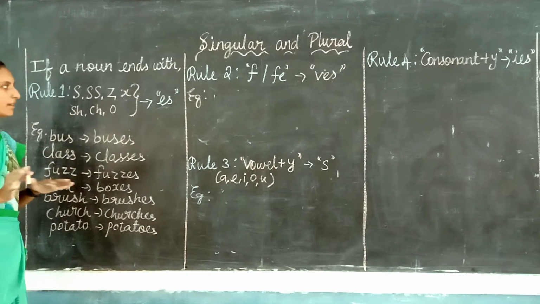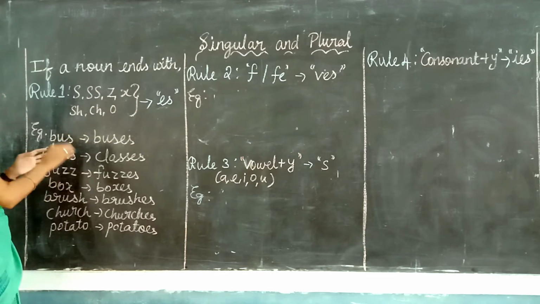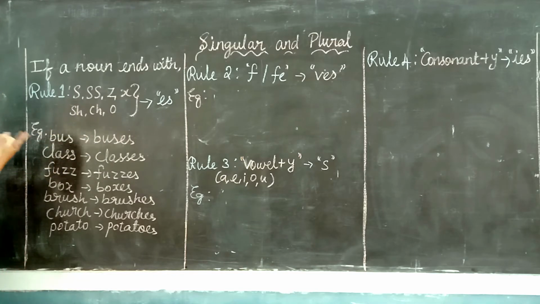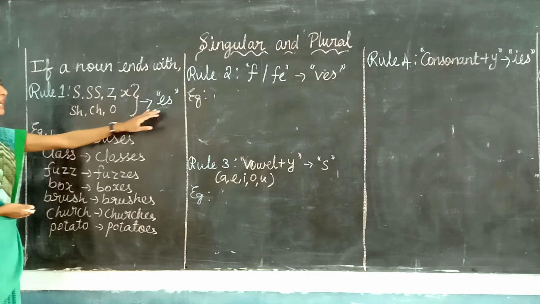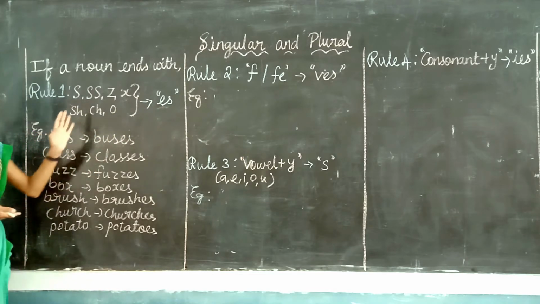Now, do you understand when we need to add es to the nouns? Yes, if a noun ends with any one of these letters, then only when we are trying to make it into plural, you are going to add es. Understand? Let's learn the second rule.